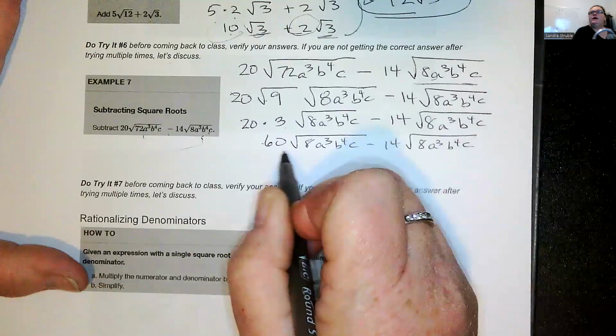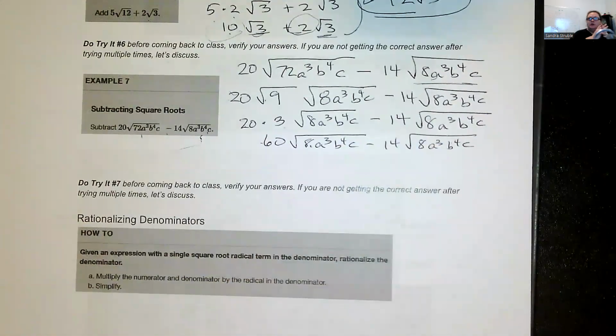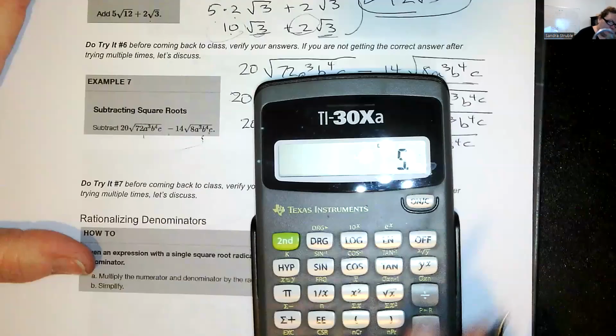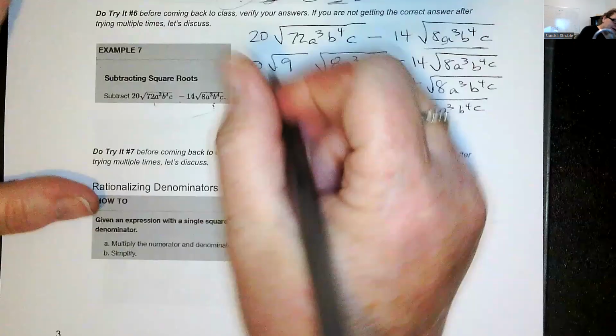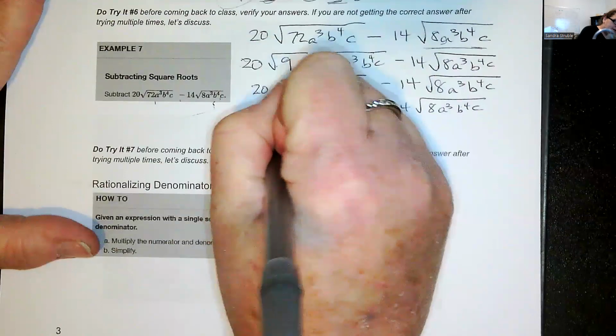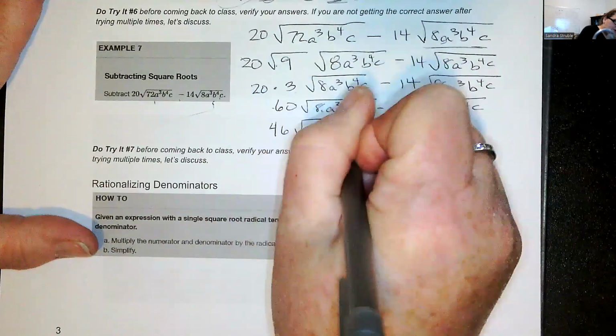All right, now what's underneath the radical is exactly the same. I can combine the terms, 60 minus 14. I think that's 48. 46. I keep doing that. So that answer is 46 square root of 8 a cubed b to the 4th c.